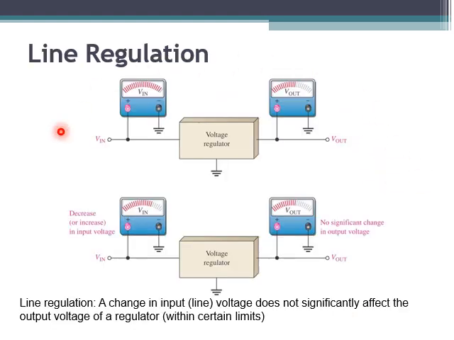We'll go through what line regulation is. As I told you, in line regulation, a change in input line voltage does not significantly affect the output voltage of a regulator, within certain limits. This is your input voltage, whatever you are giving. If I connect a voltage regulator, there is no significant change in the output voltage. Whether there is a decrease or increase in the input voltage, it will maintain a constant output voltage. This is called line regulation, right?